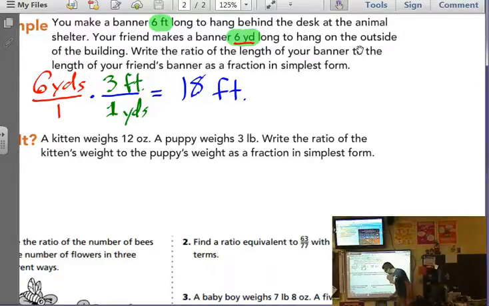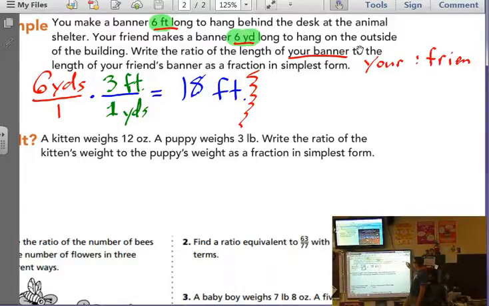So now we have to actually set up the ratio, and we want to do your banner, which was 6 feet, to your friend's banner. So we're going to set up yours to your friend. And we set up 6 to 18, which I could also set up as 6 over 18 since they asked me to solve with a fraction. So then, can I do anything with that fraction?